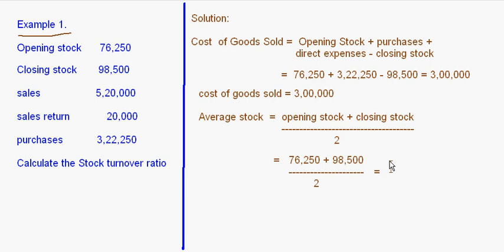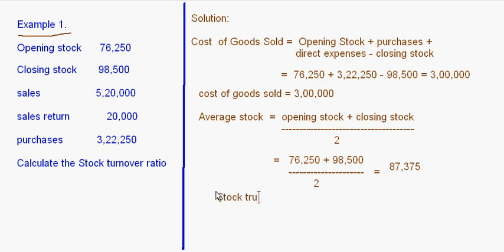This will be equal to 87,375. Okay, 76,250 plus 98,500 will be equal to 1,74,750. 1,74,750 upon 2 will be equal to 87,375. So this is the value of the average stock, right?